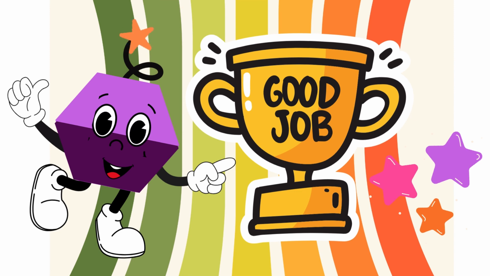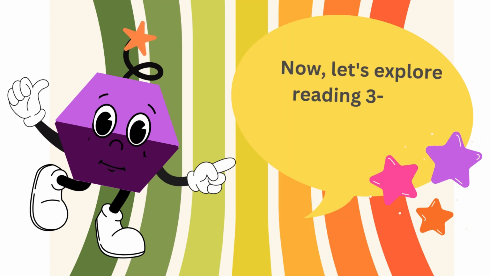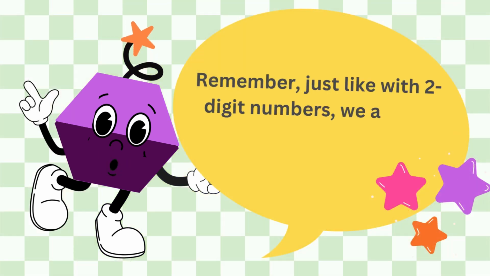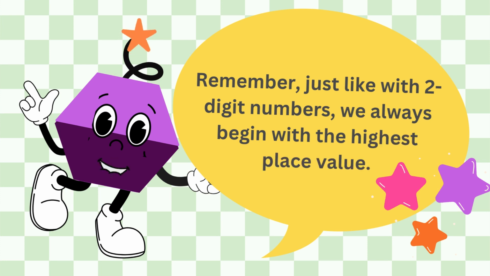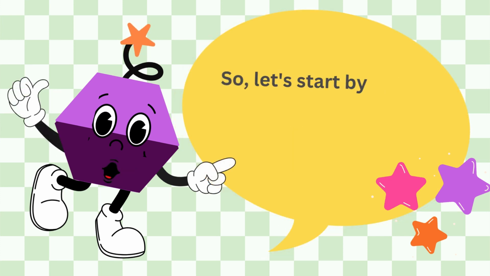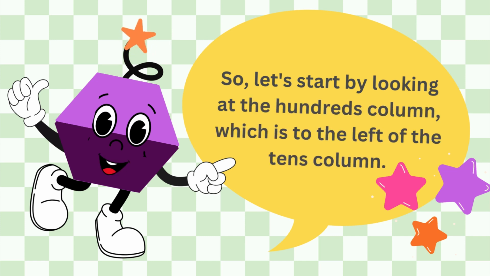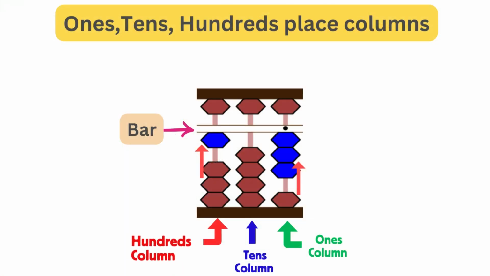Good job! Now, let's explore reading three-digit numbers on the abacus. Remember, just like with two-digit numbers, we always begin with the highest place value. So, let's start by looking at the hundreds column, which is to the left of the tens column. How many beads are attached to the bar in the hundreds column? That's right, one lower bead is attached to the bar. So, we write 1 in the hundreds column, representing 100.